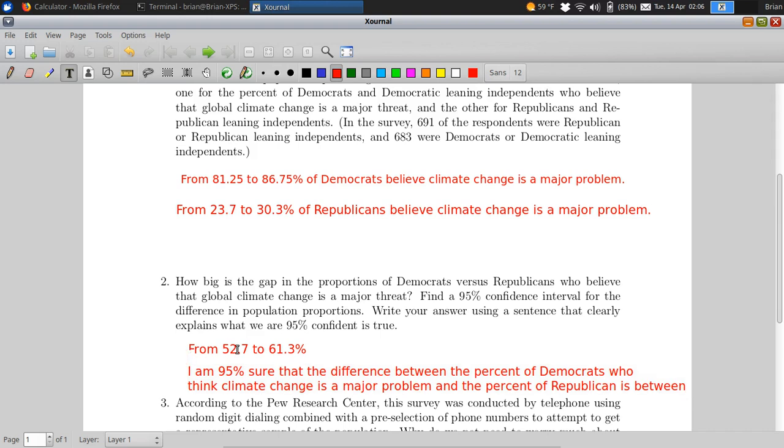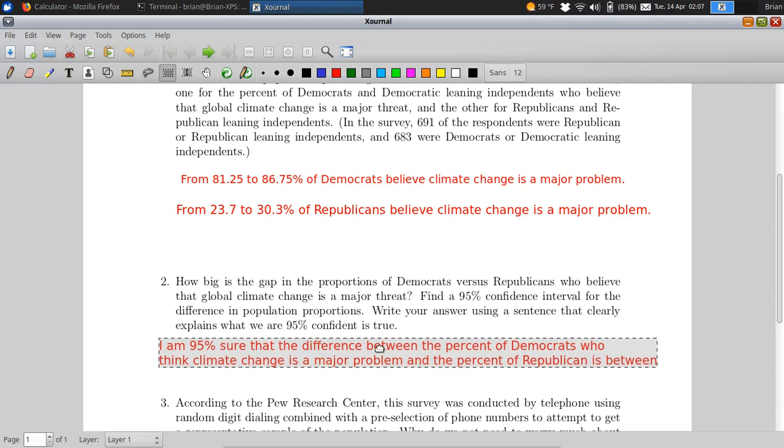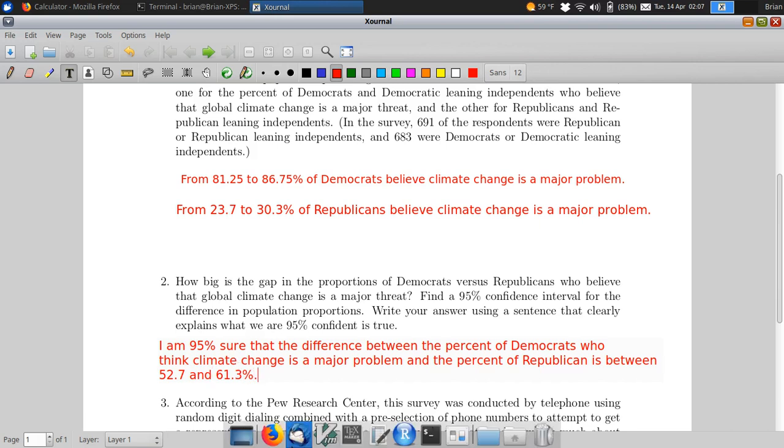And so let me go ahead and just cut those two numbers and then get rid of that and make some space so that I can put that answer at the end of this. Okay, so between 52.7 and 61.3. All right, as always, when you write an answer, you should double check it, read it, and make sure it makes sense. I'm 95% sure that the difference between the percent of Democrats who think that climate change is a major problem and the percent of Republicans, there should be an S there, is between these two numbers, right?